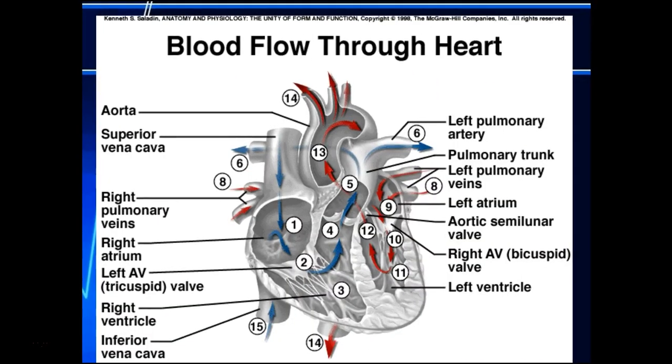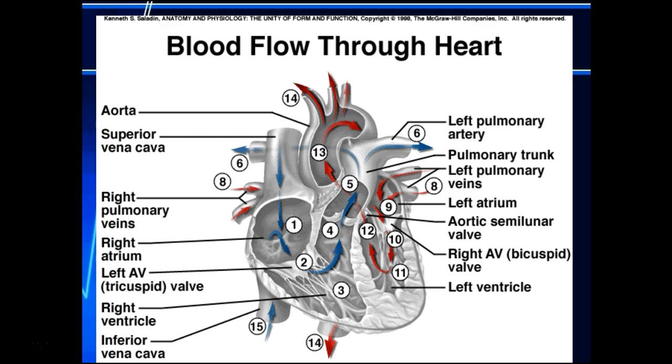Okay, so we're just going to skip through that little video there and go straight to the picture here. So what we're looking at here is blood flow through the heart, and this is a testable component of the anatomy cardiovascular course. You will have to be able to identify the key parts of this process and the order in which blood flows through the heart.